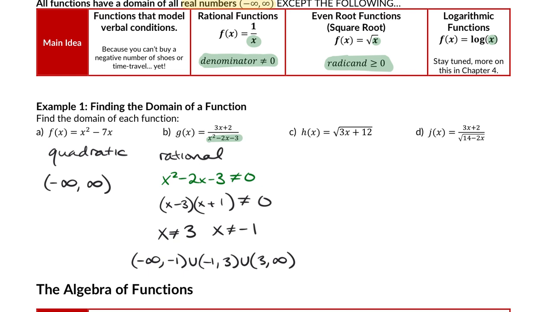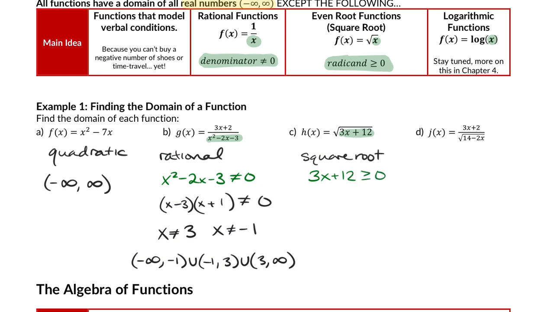What kind of function is letter C? Square root. It's an even root function, specifically a square root function. And we know that the radicand, the stuff underneath the square root, is not allowed to be negative. That's just a property of even roots. So what we will do is take the stuff underneath the square root and set it greater than or equal to 0 and solve for x.